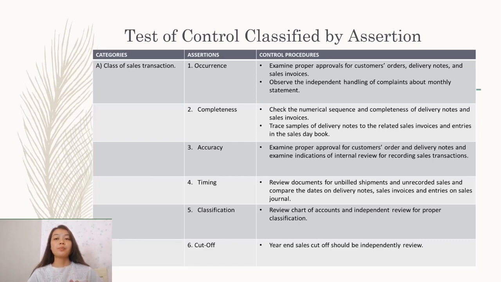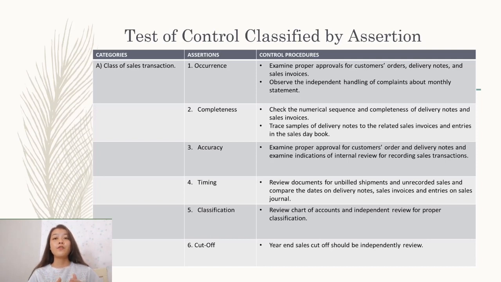Accuracy procedure is to examine proper approval for customer order and delivery notes, and examine indication of internal review for recording sales transaction. The fourth one is timing. Timing is reviewing documents for unbilled shipment and unrecorded sale and comparing with the date of delivery note, sales invoice, and entry on sales journal.